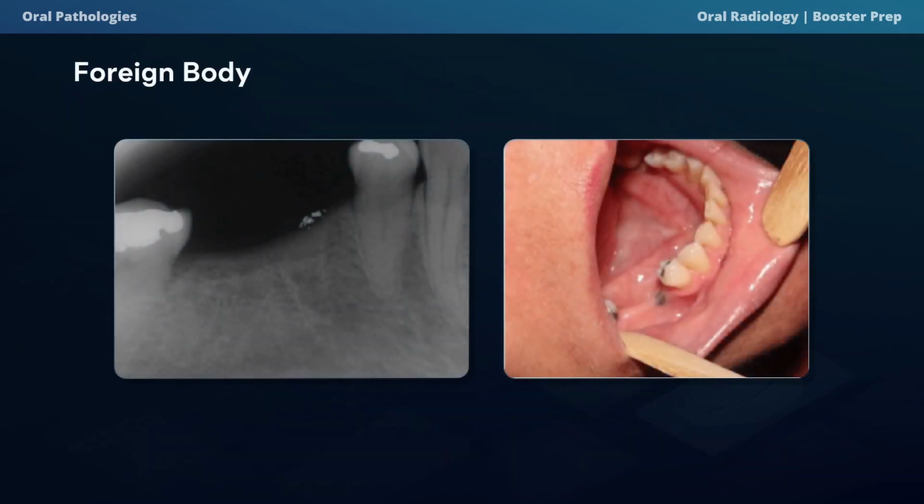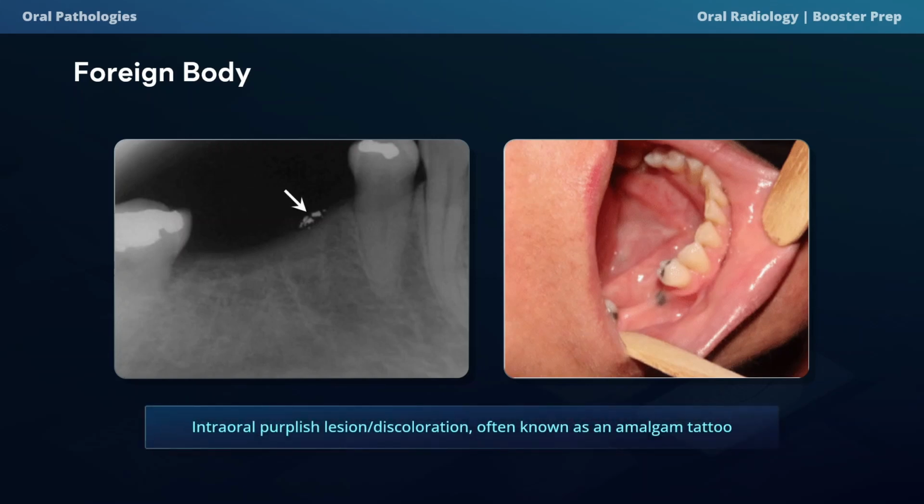You may also spot a foreign body in the radiograph, which can sometimes be hard to identify. It might show up as a purplish lesion or discoloration when you look inside the patient's mouth, and in this case, it could be an amalgam tattoo, which appears when tiny bits of dental amalgam get embedded in the mucosal tissue, and it's usually from a dental procedure or accidental fragments that got left behind.